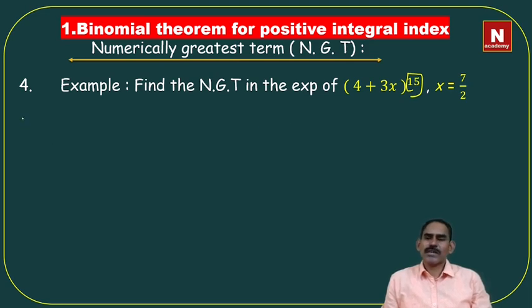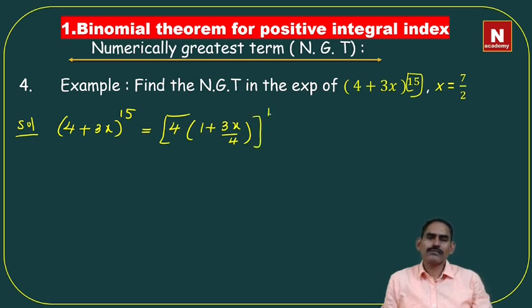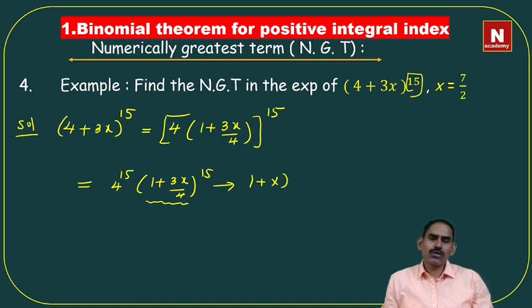First, the given expansion is not in the form of (1 + x)^n. That's why we make it so. Taking the given expansion (4 + 3x)^15, in this bracket 4 is common. So (1 + 3x/4)^15, that equals 4^15 into (1 + 3x/4)^15. Now it is in the form of 1 plus x whole power n.